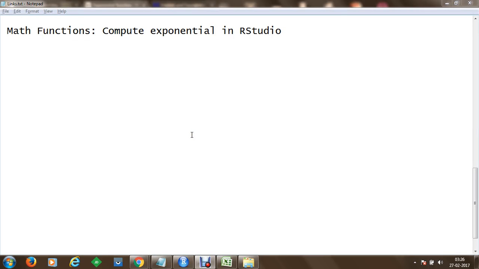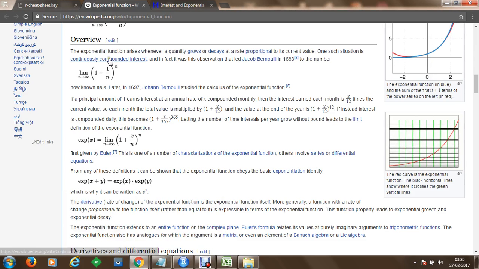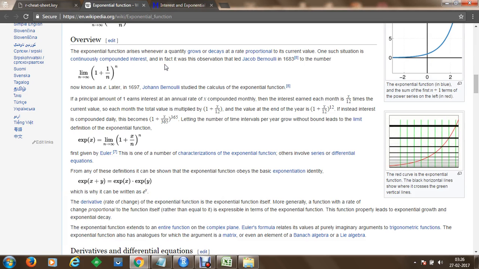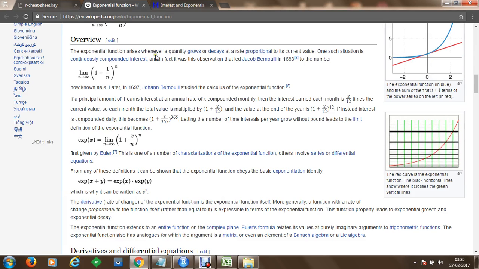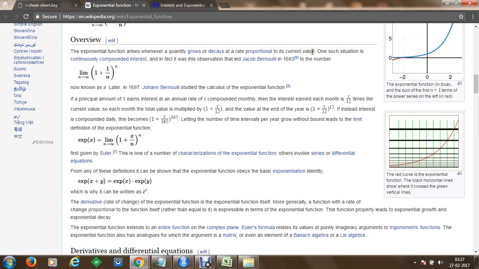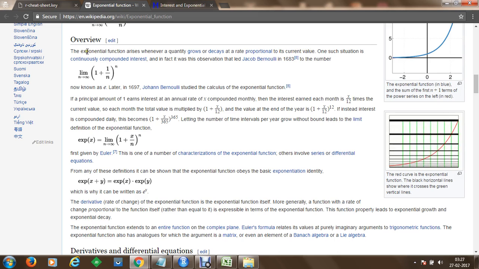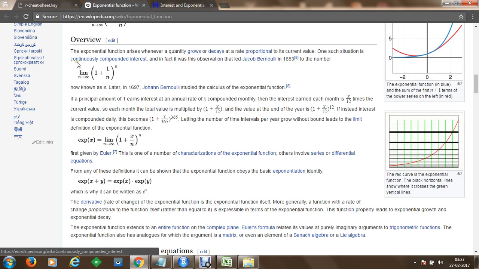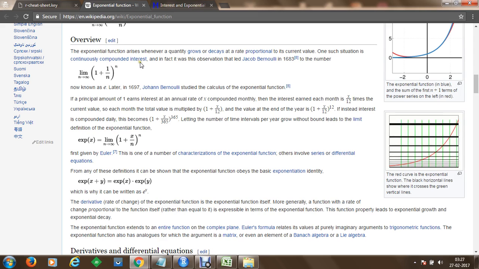Welcome. In this session, we are going to compute exponential in RStudio. On Wikipedia, we have a very good explanation of exponential function which defines that whenever a quantity grows or decays at a rate proportional to its current value, it is known as exponential function. The exponential function can be used to compute continuous compounded interest.